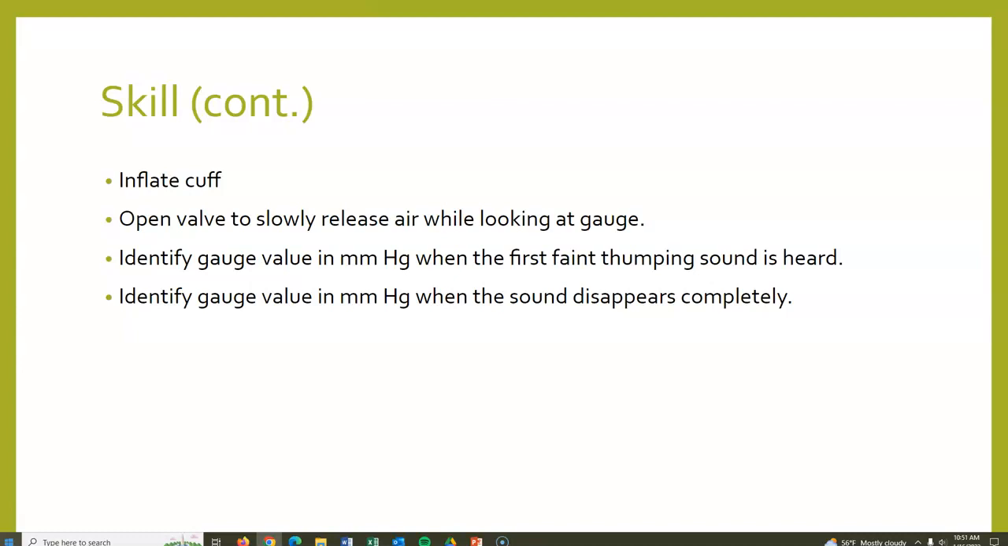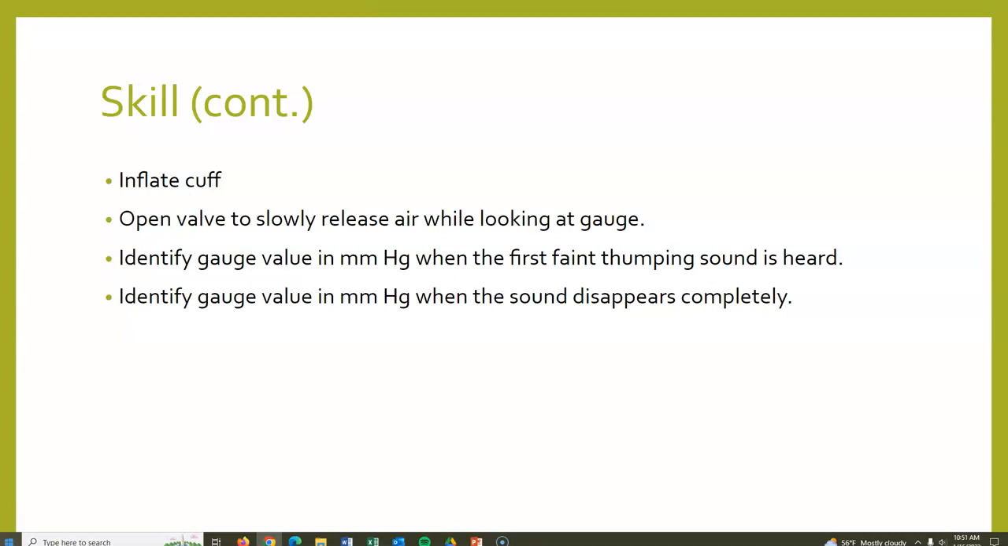Okay, so then, once we've filled it up, we're going to open the valve slowly. So this is what you turn all the way to the right to fill it up with. I usually make sure I've got it loosened just a little bit so it's easier for me to release that air, and you want to release it slowly. So you can make sure you tell when you hear the sounds.